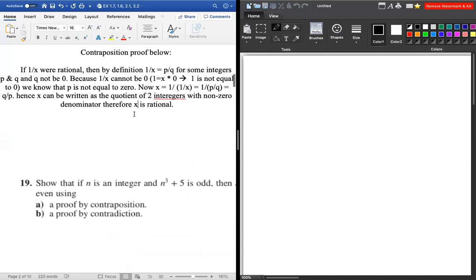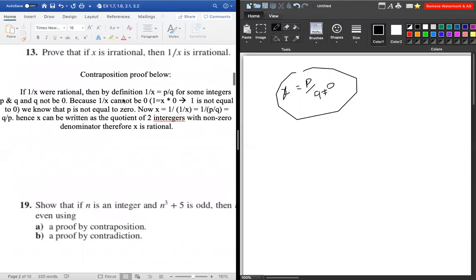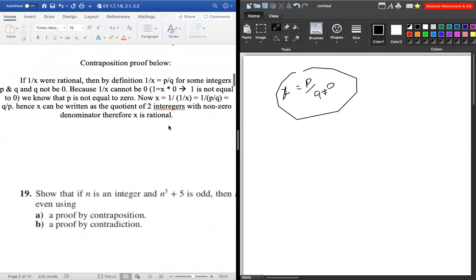Okay. So basically what we did is, if we have any number x, and we say that this is a rational number, then we can write it in the form of p over q, right? So this is the definition of a rational number, and q is not equal to 0. So this is the definition of irrational. So just by using the definition and the proof of contraposition here, we prove the statement.